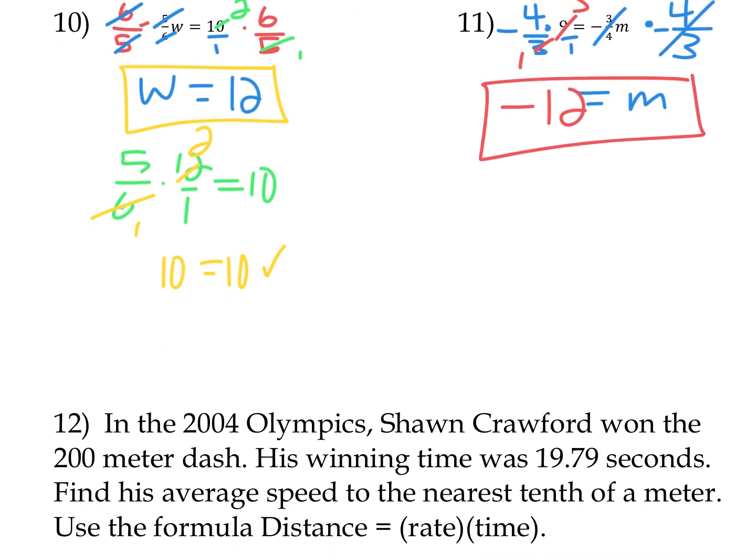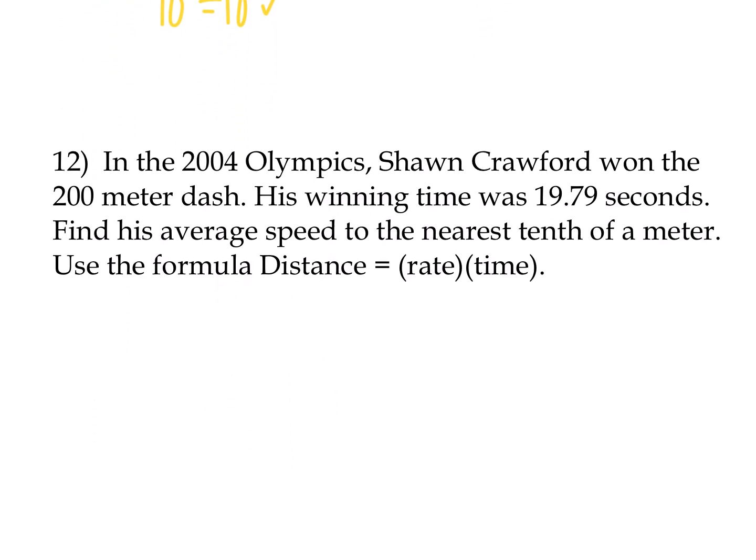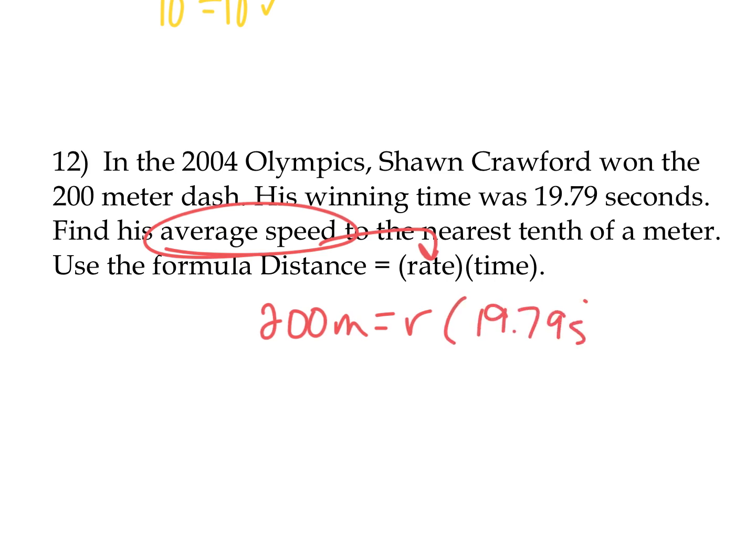Let's look at an example here, how we can apply this. So we have Sean Crawford, who ran the 200-meter dash in 19.79 seconds. We want to find his average speed, and we're given an equation here that we can use. Distance, well, his distance was 200 meters. Equals rate, that's the average speed, that's our rate. That's what we're trying to find. I'm just going to put an R for rate. And his time, 19.79 seconds.